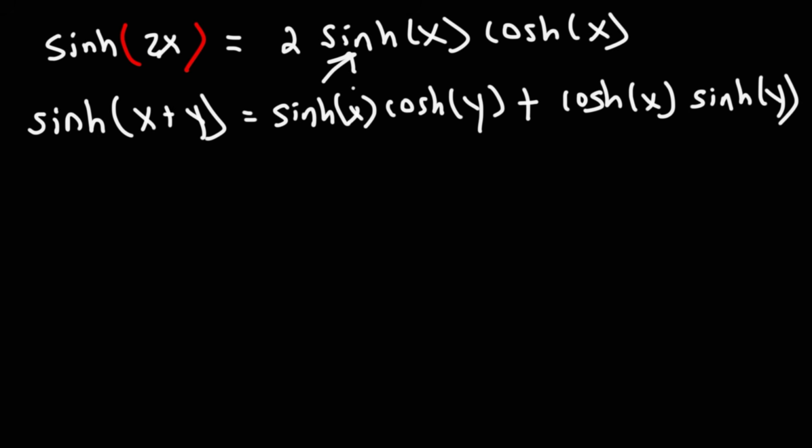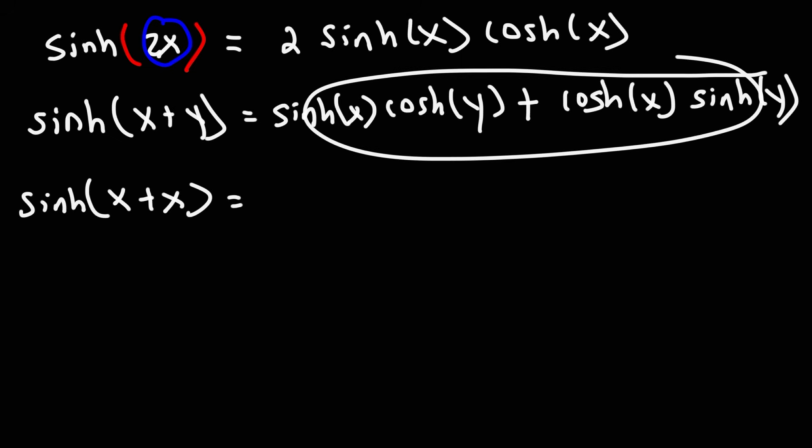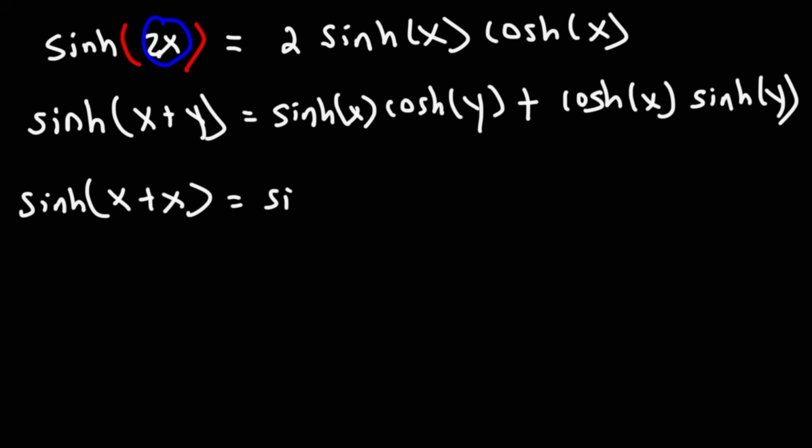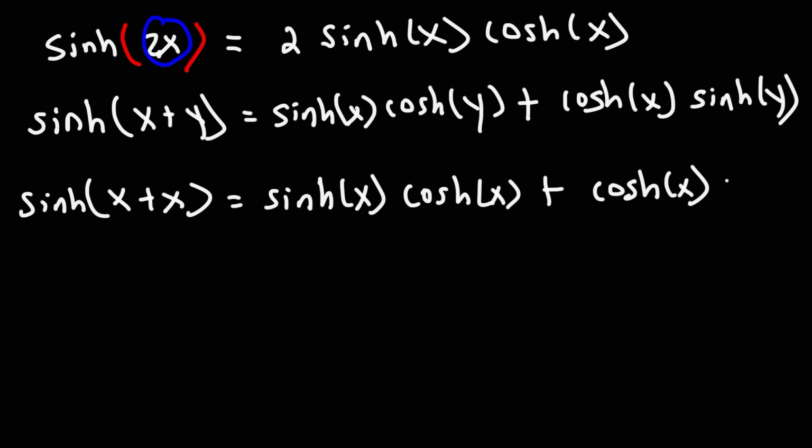we can prove it. What we need to do in order to get 2x is we need to replace y with x. X plus x is 2x. So this is going to be x plus x. So in this formula, everywhere we see a y, we're going to replace it with an x. So we don't need to change sine of x. Cosine y, that's going to become cosine x, and hyperbolic sine of y is going to be hyperbolic sine of x.